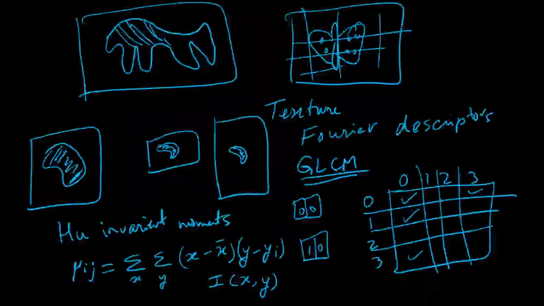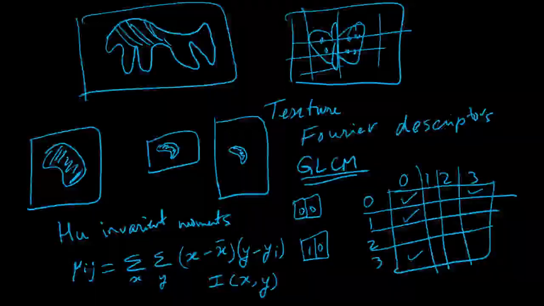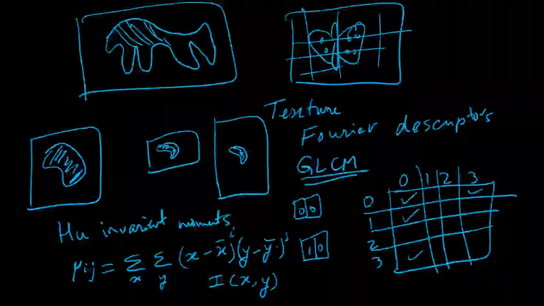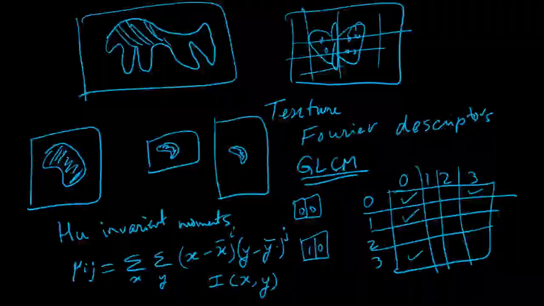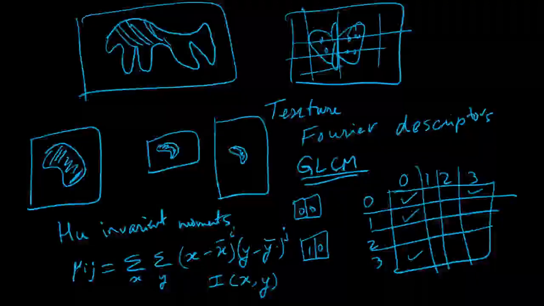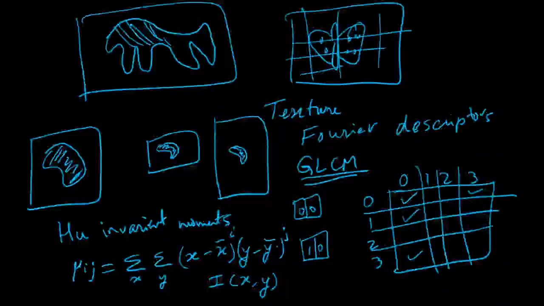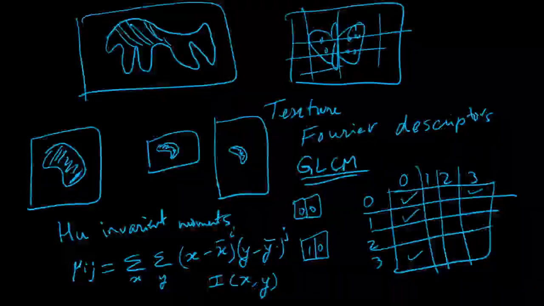Sorry, I forgot the powers here. So this is x minus the central x to the power i, and y minus the central y to the power j. When i and j are 1, then basically we are looking at the first moment. Similarly we can have different powers and they will give you the second moment and so forth. And when you subtract the first moment from the second moment, you start to get central tendencies. So there is a whole bunch of formulas for 7 different invariant moments, Hu invariant moments, that can be used for calculating shape features.